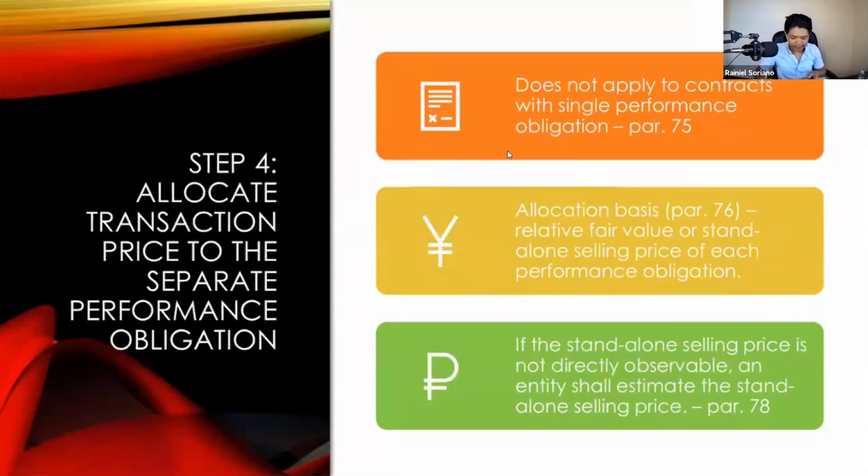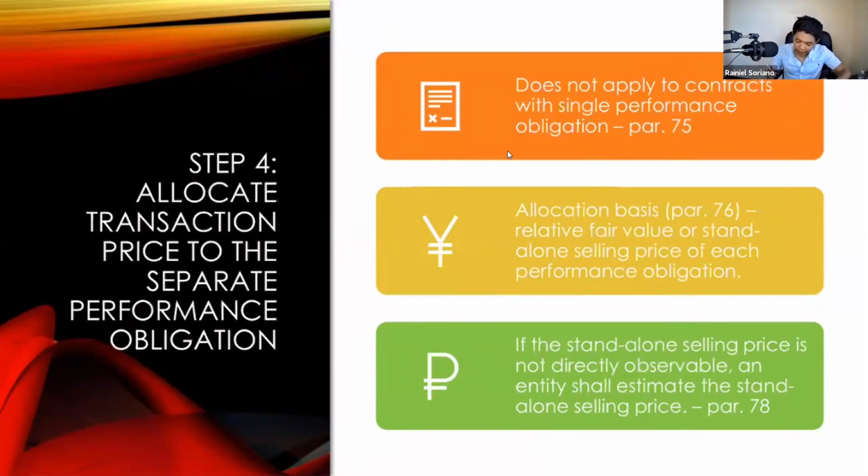Next step will be step number 4. Once again, step number 4 is to allocate the transaction price to the separate performance obligations. Meaning here, we just have to allocate the transaction price determined a while ago in step number 3 to the separate performance obligations we identified in step number 2.